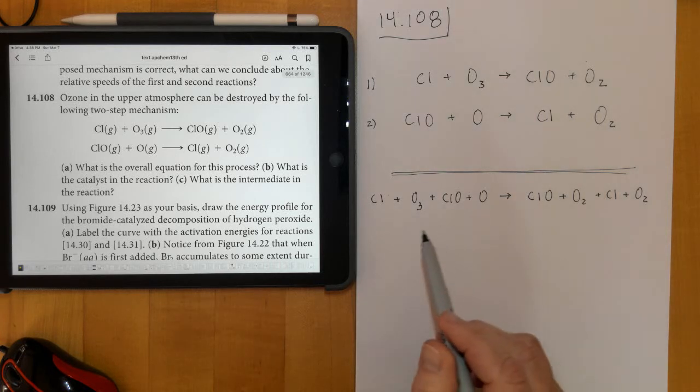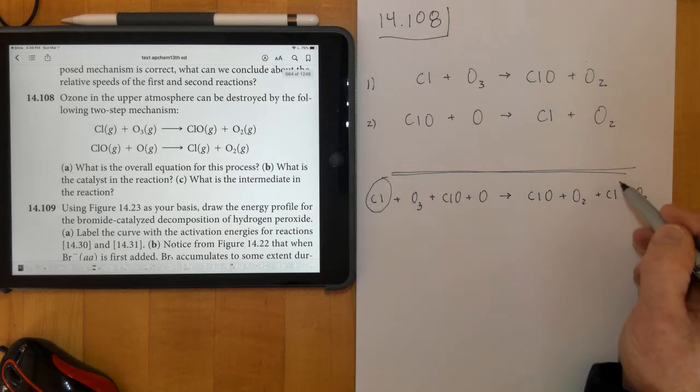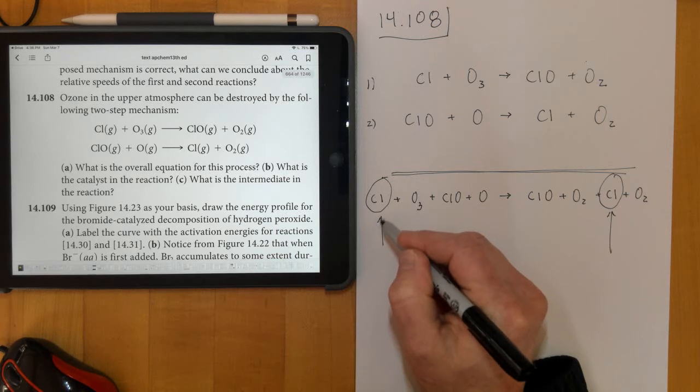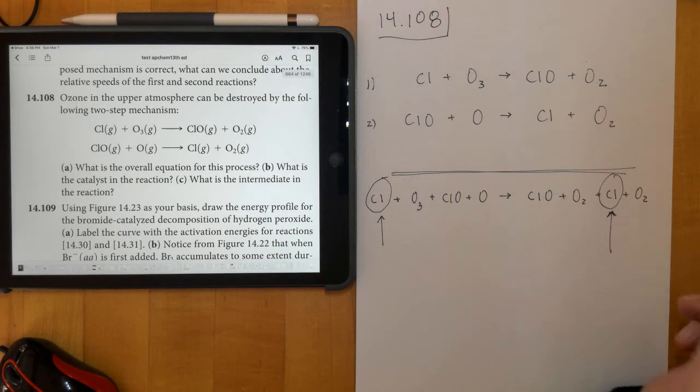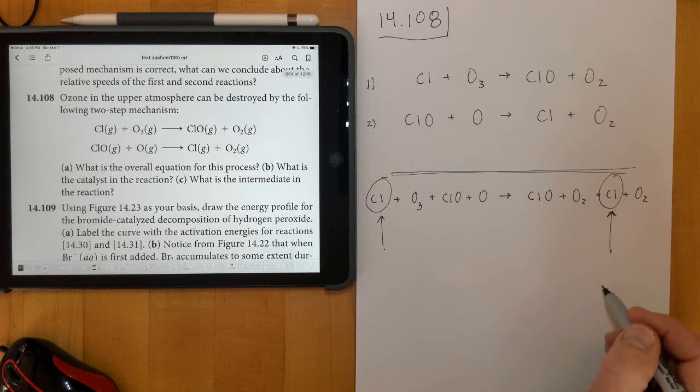Well, it looks like we have a Cl on this side and on this side, and so those are something that might make the reaction go faster but aren't consumed in the reaction themselves. And so those might be something that are a catalyst because they're present at the beginning and the end.